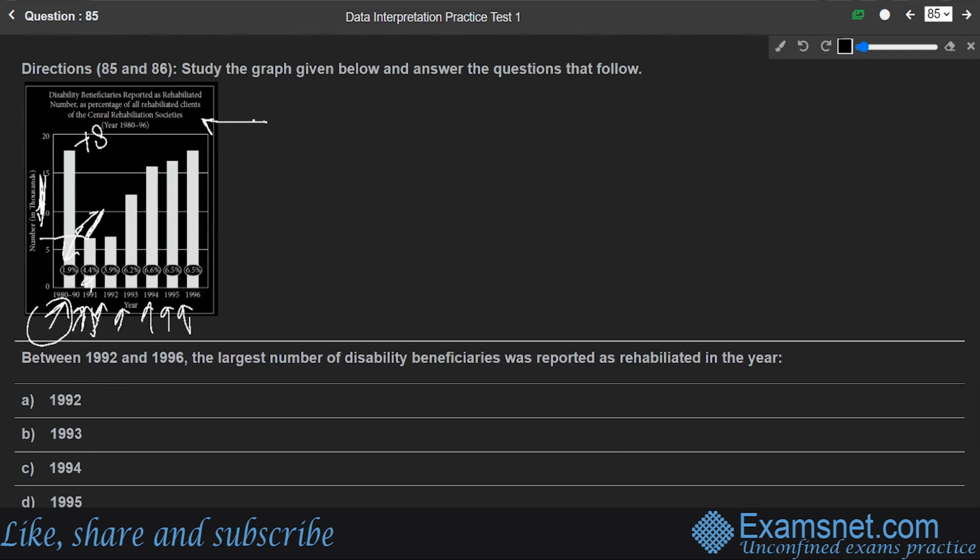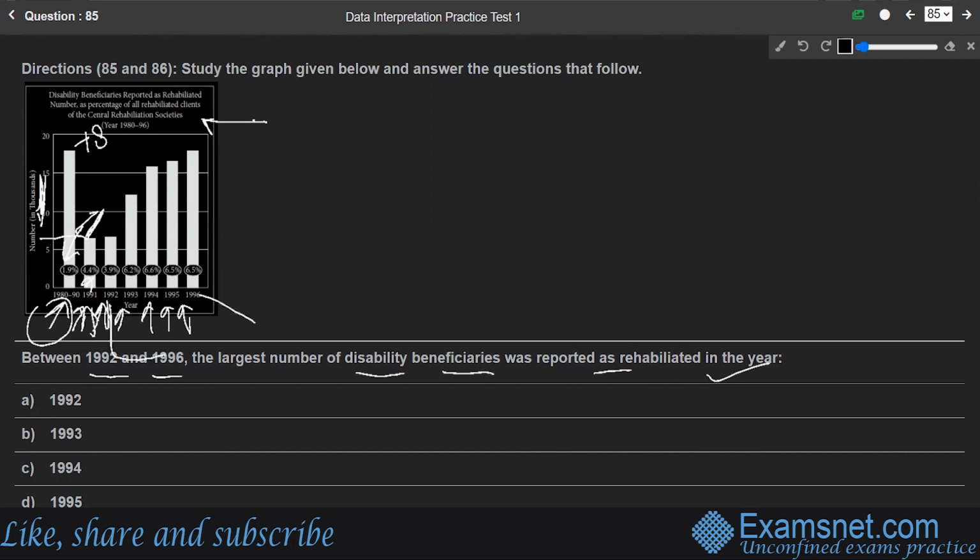The first one is: between 1992 and 1996, the largest number of disability beneficiaries were reported as rehabilitated in the year... Okay, for which year? Between 92 and 96, in which year did the largest number of rehabilitations happen? Clearly we are supposed to see the data between 92 and 96 only. So 92 is this and 96 is this.